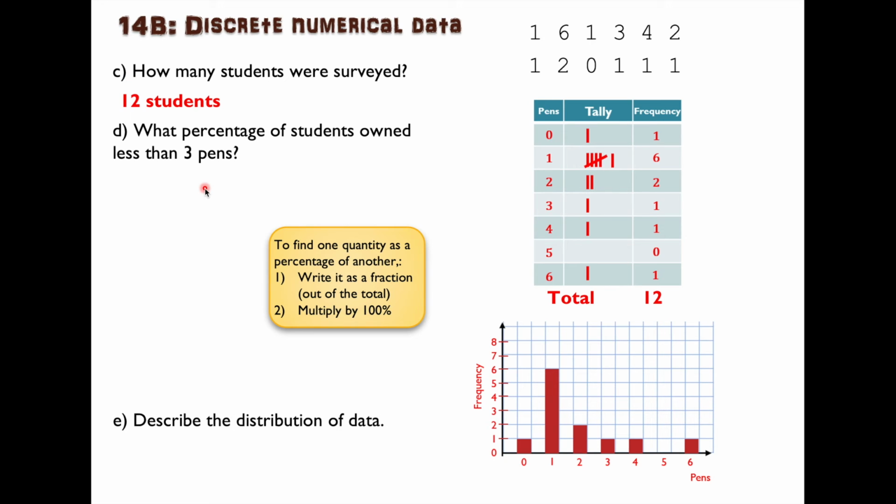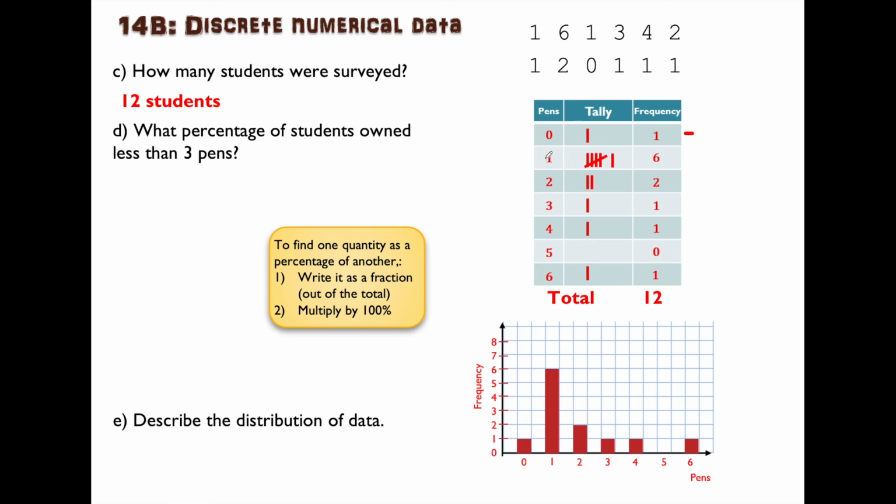What percentage of students owned less than 3 pens? That should really be fewer than 3 pens. Whoopsie, because we're counting them. To find one quantity as a percentage of the other, well, first of all, we need to figure out how many students owned fewer than 3 pens. This one student owned 0 pens. They match that description, so that's good. So that one we will count, yes. I'll just put a little dash here so I can remember that we're counting this one.